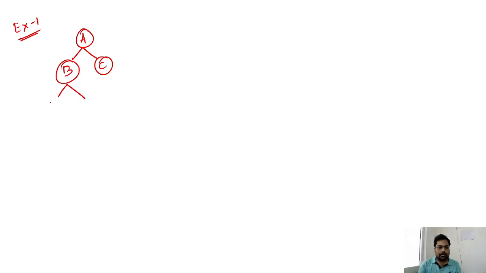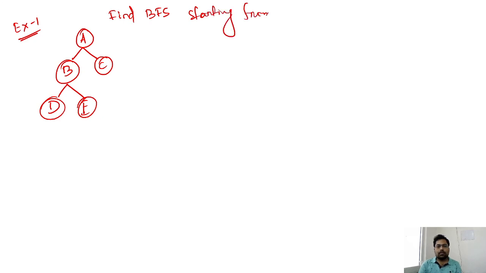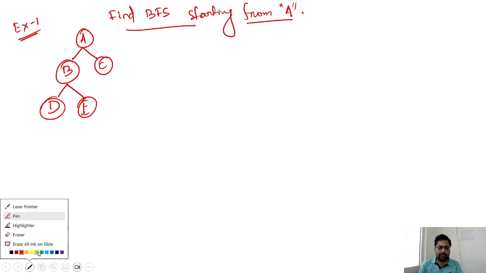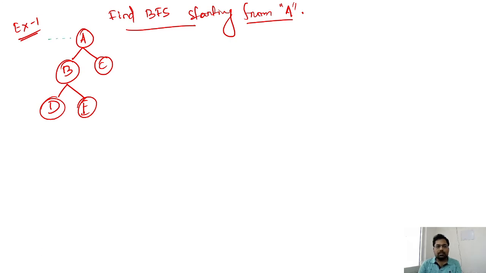Find the BFS taking source as A. Clear? So in this way, whenever you are finding BFS, the simplest method is to always try to go from left to right. Once that is done, you go for the next level, again from left to right.